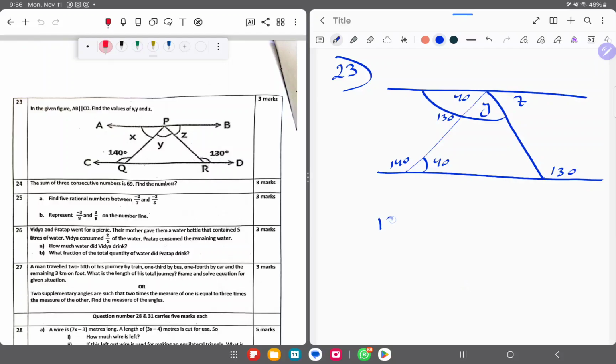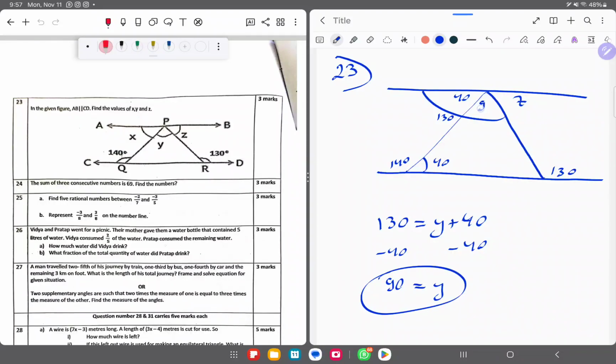So since 130 is equal to y plus 40, it's always important to do minus 40 on the right and minus 40 on the left. So 130 minus 40 is 90. Y is equal to 90. So this one is 90. So how much is z? So 180 is equal to 40 plus 90 plus z. So 180 is equal to 130 plus z.